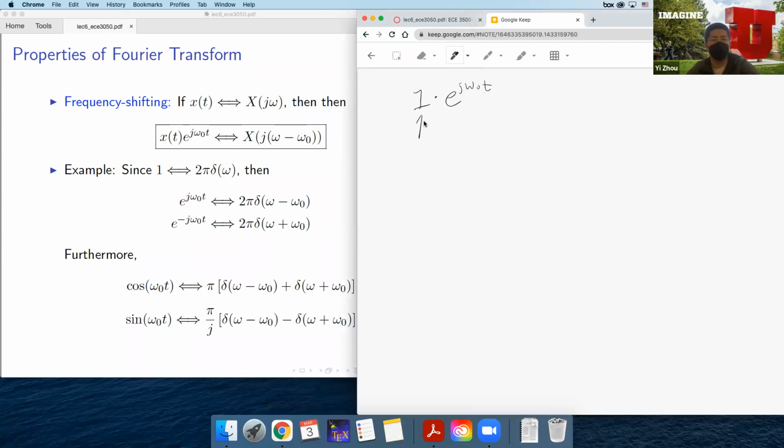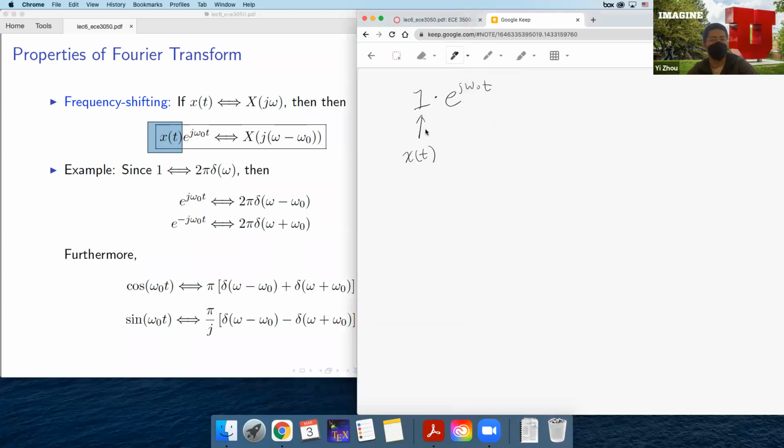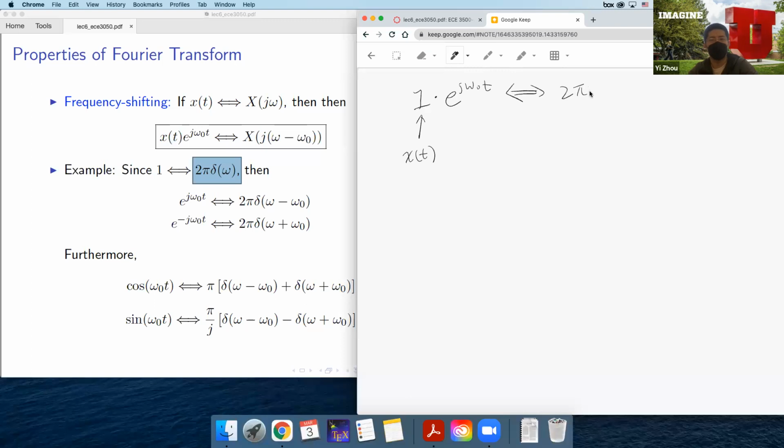So this is regarded as the xt in the frequency shifting property. So now it's a constant signal, so it's this constant signal times this complex exponential. So the corresponding spectrum is taking the spectrum of the original signal, which is given here, 2 pi impulse at omega, and shift this spectrum to the right by omega naught.